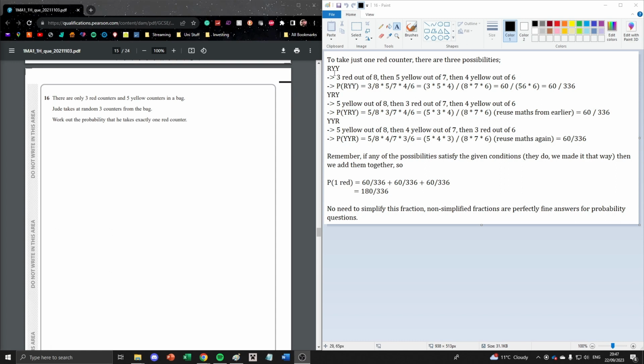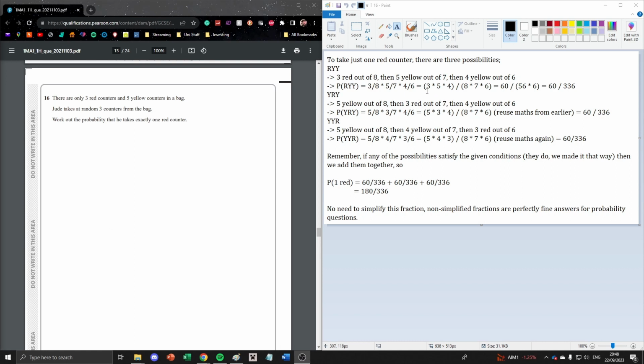So he can take red, then yellow, then yellow; yellow, then red, then yellow; or yellow, then yellow, then red. So the probability of taking red, yellow, yellow would be 3 out of 8, that's the 3 red counters out of 8 total, then 5 out of 7, that's 5 yellow out of the 7 that are left, times 4 over 6, that's the 4 remaining yellow counters out of the 6 total.